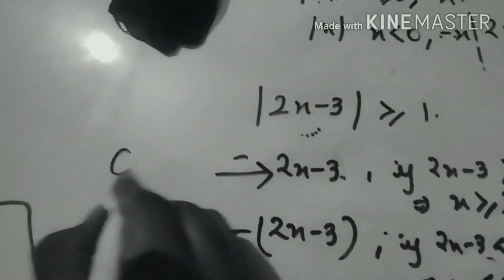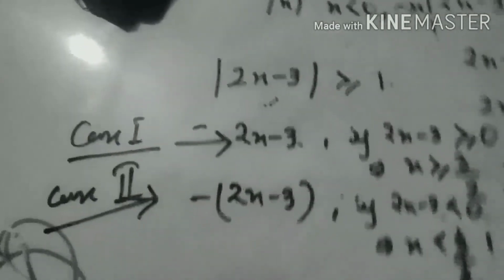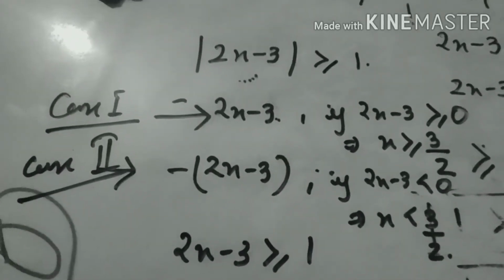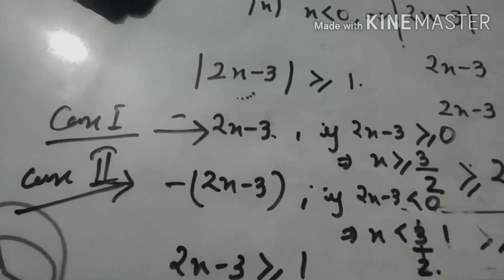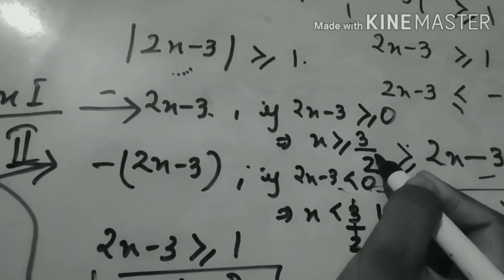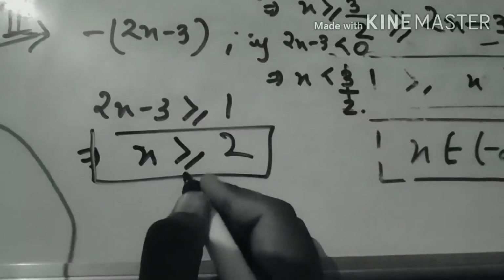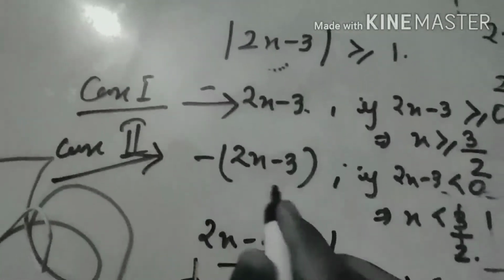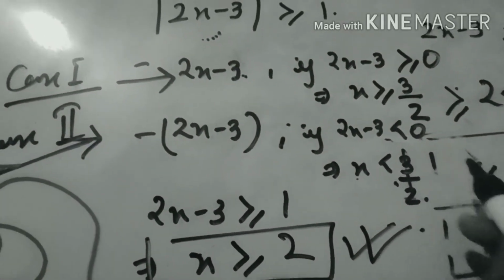If we take case 1, 2x minus 3 will be greater than 1, which will be x is greater than or equal to 2. And what was the condition? That x must be greater than or equal to 3 by 2, which is 1.5. And we have got a value x is greater than 2, meaning this is possible. And we have another case when x is less than 3 by 2.